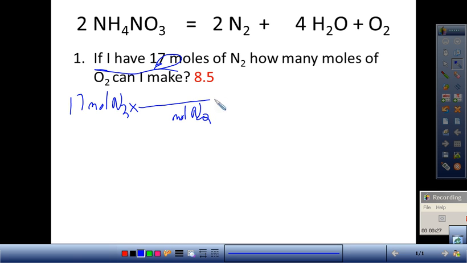Well, I want O2, so I can go from moles of one thing to moles of another, so I will do that. Now, if my fraction has two sets of moles, I can't just use one, so I'm going to go up to figure out how many. Here's my N2. There's two of them. And here's my O2. There's no number in front, so it's 1. So I end up with 17 divided by 2.